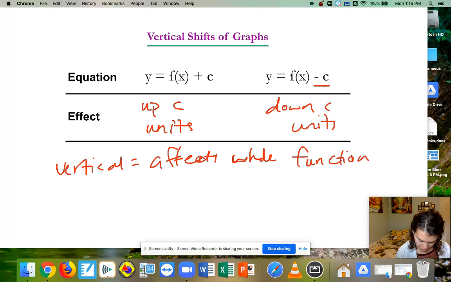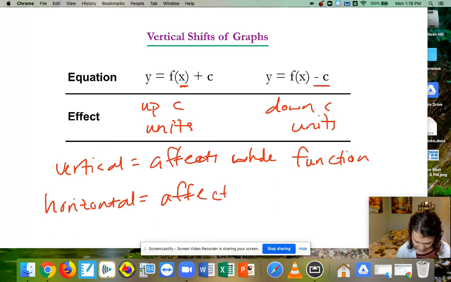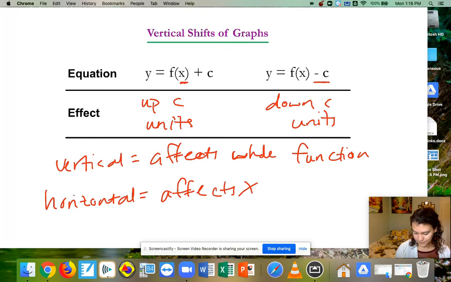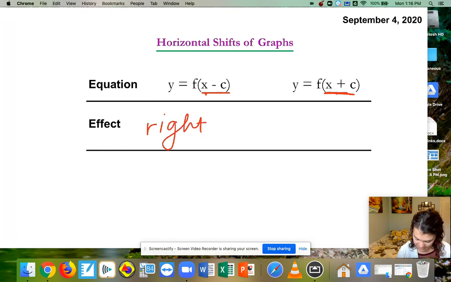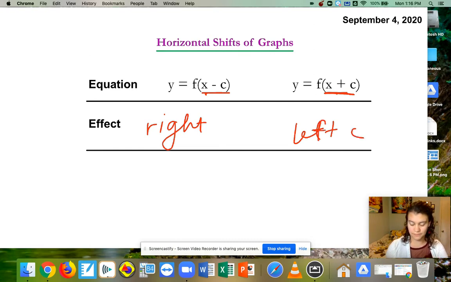And anything horizontal is just going to affect the x. So it's going to be inside this parenthesis right there. So if we're doing horizontal shifts, here it is inside the parenthesis. If we subtract c, you're going to go right c. If you add c, you go left c. So remember again, x is always weird. It's a little bit opposite what you think it would be.